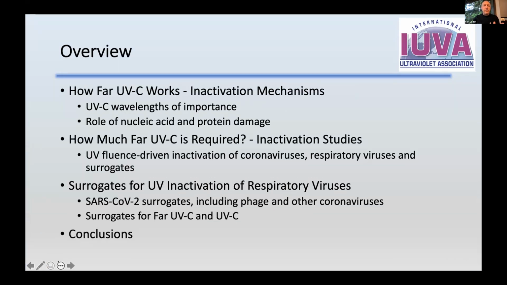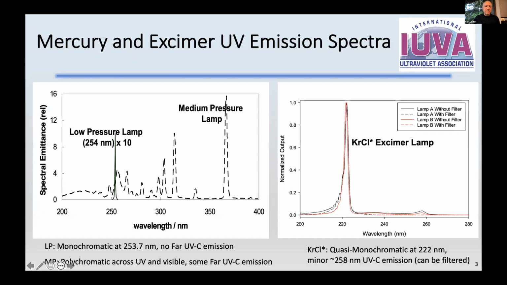The overview today will be first talking about how far UVC works. What are the inactivation mechanisms that are present when we have far UVC radiation? Talk about the wavelengths of importance in UVC inactivation and the role of both protein damage and nucleic acid damage. Then we'll talk about how much far UVC is required for inactivation of different types of pathogens, specifically looking at coronaviruses and respiratory viruses and some surrogates. And then focus a bit on the surrogates for UV inactivation of these viruses and how we can use these surrogates in studies for validation, including Phage and other coronaviruses that are not as pathogenic as something like SARS-CoV-2. Then we'll wrap up with some conclusions.